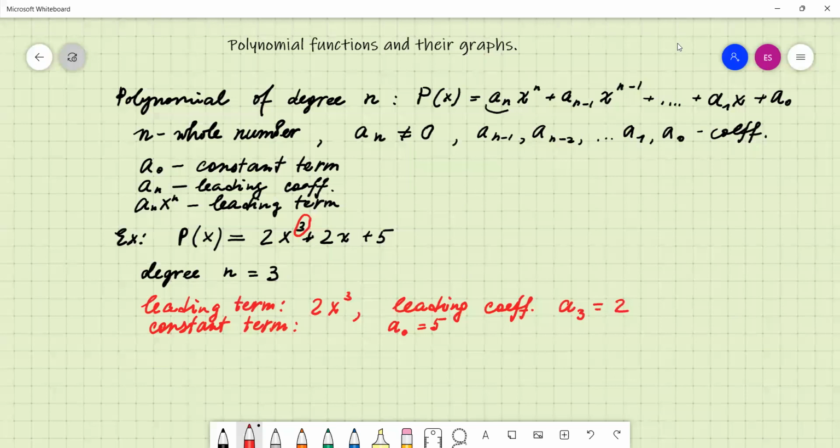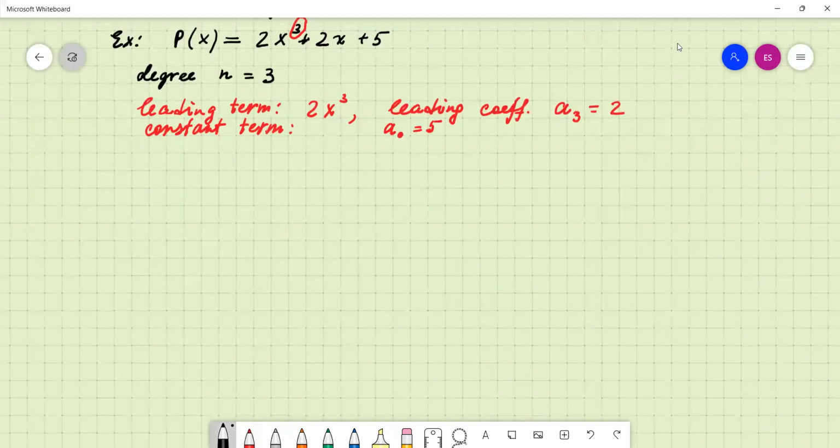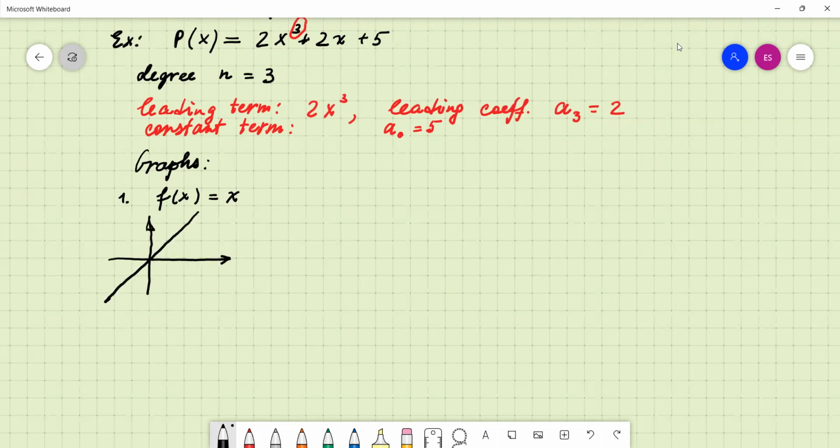So what are the graphs of basic polynomials? Again, we already know them, but just for a little review. Some basic graphs. Graph number 1, f of x equals x. That's a polynomial of first degree. The leading coefficient is equal to 1. The leading term is just 1x. It's going to look like the bisector of the first quadrant, and I'm just going to very quickly draw that. It's 1 here, 1 here.